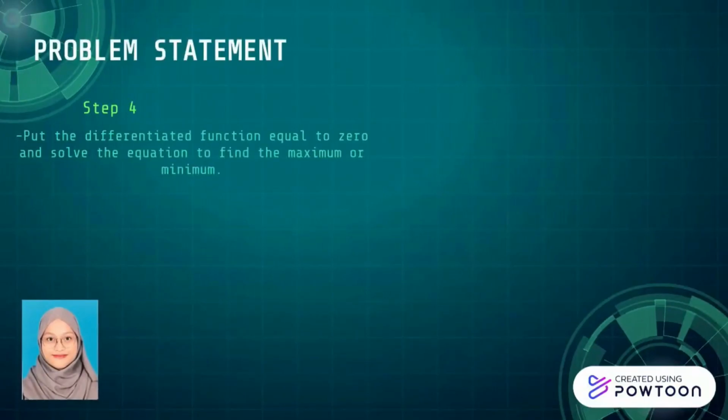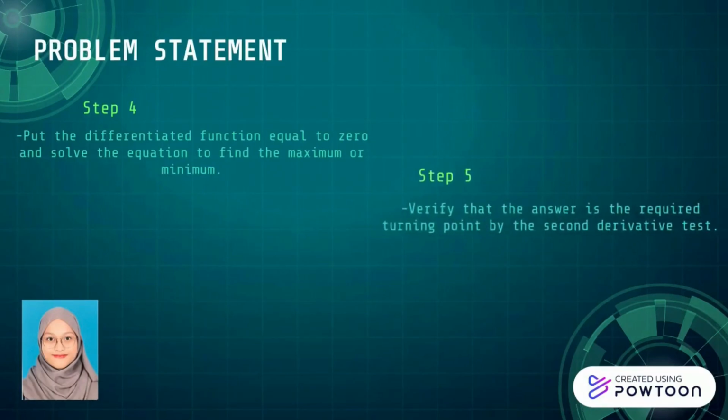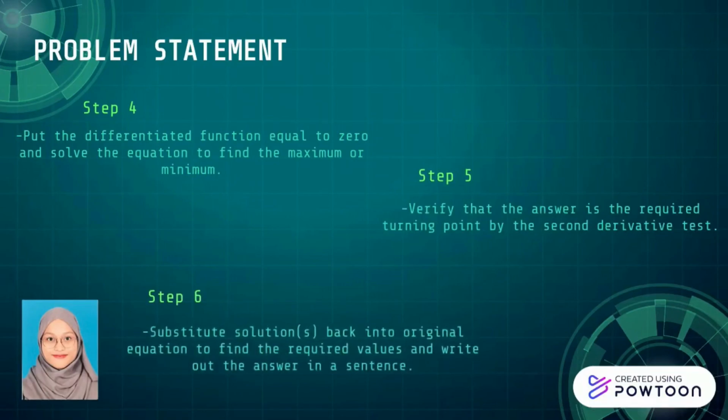Step 4, put the differentiated function equal to 0 and solve the equation to find the maximum or minimum. Step 5, verify that the answer is the required turning point by the second derivative test. And the last step is step 6. Substitute the solution back into the original equation to find the required values and write out the answer in a sentence.